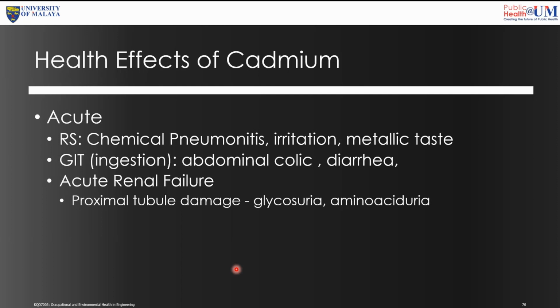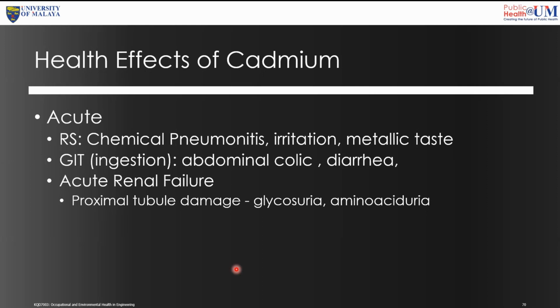Acute renal failure: when it is absorbed into the body, you can get acute renal failure, where the proximal tubules of your nephron are damaged, and you get sugar in the urine and amino acids in the urine. Basically, you get protein and sugar in the urine. That's where you get renal damage leading to renal failure. Usually you don't find sugar or protein in the urine. Once your urine has sugar and protein, that means something is wrong and your kidney has been damaged. So chemicals can damage your kidney.